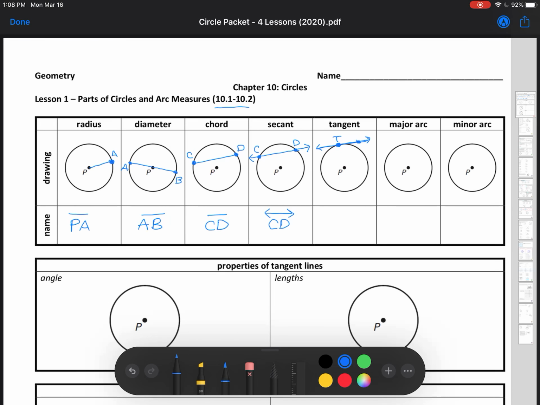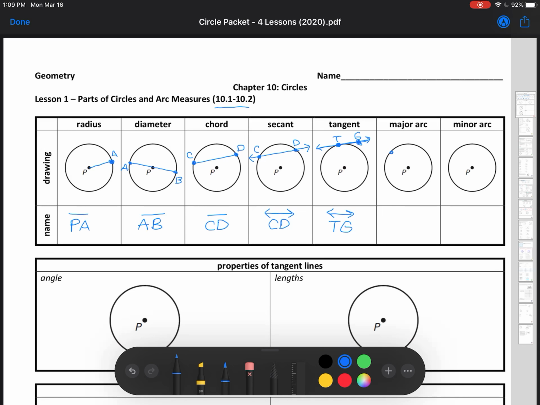So we would have to name some other point on that line. Maybe I'll say G. So line TG would be a tangent line. Or you could even say that segment TG is a tangent segment, but normally if we say tangent, we mean the line.